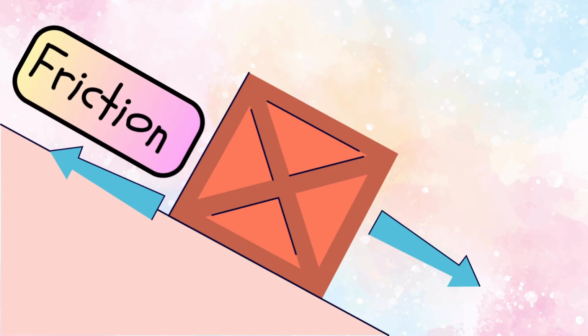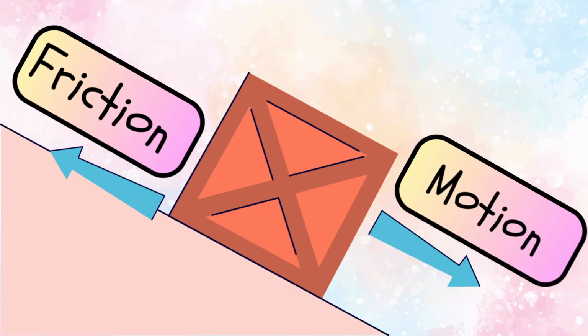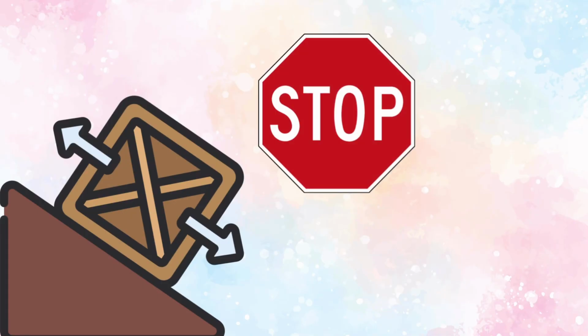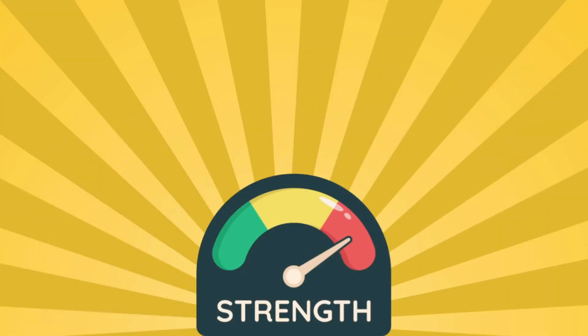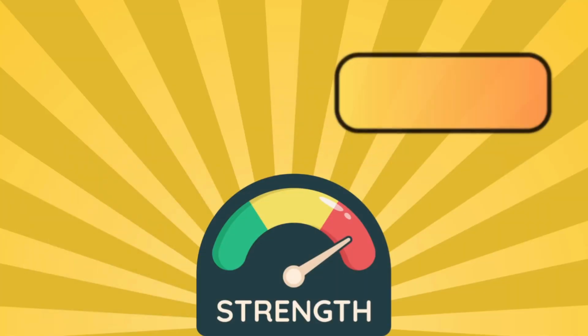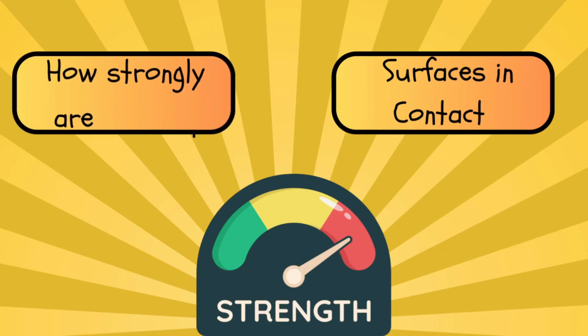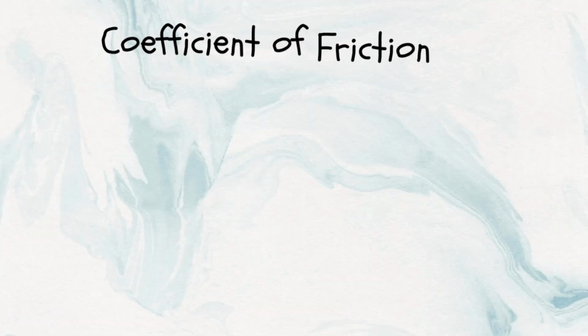Friction is a force that always acts opposite to motion or attempted motion. If an object is sitting still, friction tries to keep it still. If it's moving, friction tries to slow it down. And the strength of this friction force depends on two things: the surfaces in contact and how strongly they're pressed together. This brings us to one of the most important ideas in this chapter: the coefficient of friction.